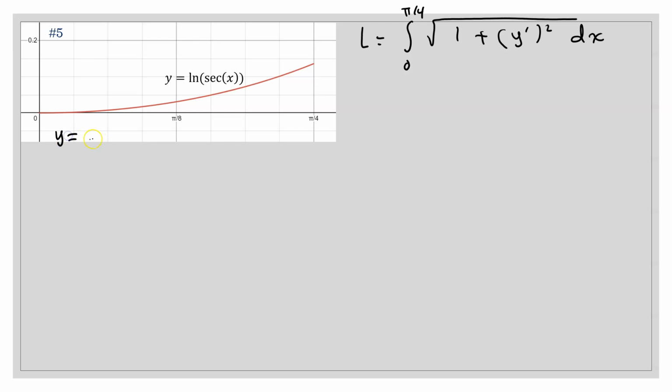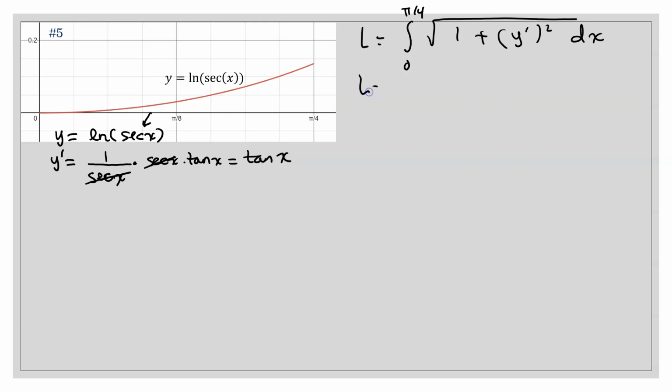So y equals ln of secant of x. So then the derivative is, the derivative of ln of something is 1 over it being secant of x, multiplied by the inside derivative, which is the derivative of secant of x. And the derivative of secant is secant x tangent x. That's the inside derivative. This is going to cancel out. So this really is, the derivative is just tangent of x.